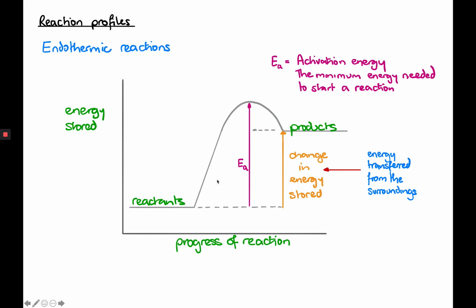So it's a very similar reaction profile. So the key things for endothermic are that products are higher than reactants, and the other key thing is that the activation energy is from the height of the reactants all the way to the top of the hill. And just remember that the change in energy is always the difference between the reactants and the products. Okay.